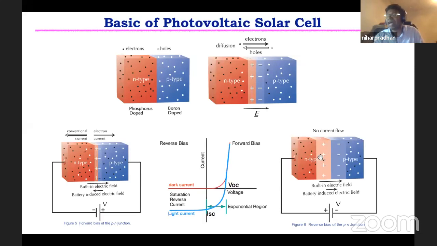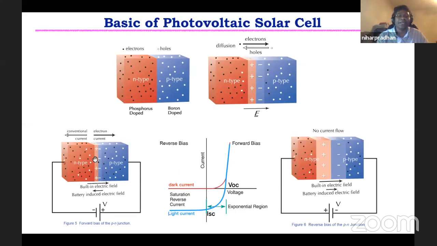So what will happen? There is no charge diffusion, no more electrons are going through the hole side, and no more holes are going through the n-type region or electron side. So this region is more resistive now. Since the resistance of this path or junction increases, no current will pass through the circuit. So you will see that this part is called reverse bias. In the reverse bias, in this case, there is no current. That's why the current is flat here. You can see the red line.